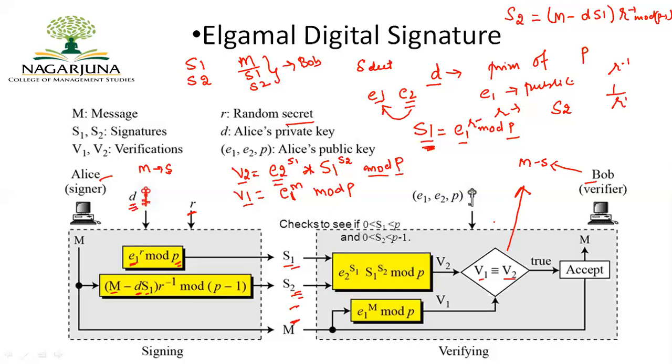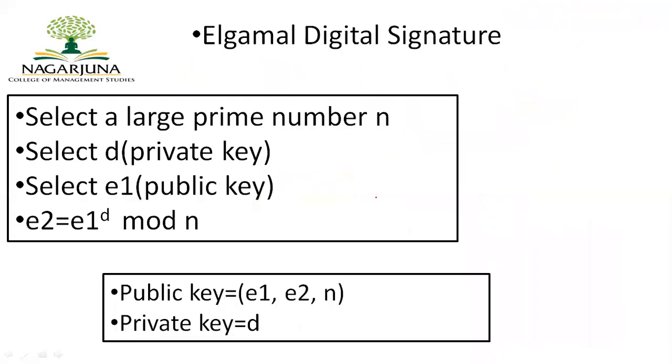So we will see an example here. This is your key generation step. The first and foremost thing that we have to do is select a large prime number. So let me consider one large prime number, that is 3119. So your n value, you can consider this as P. N is considered as your P.